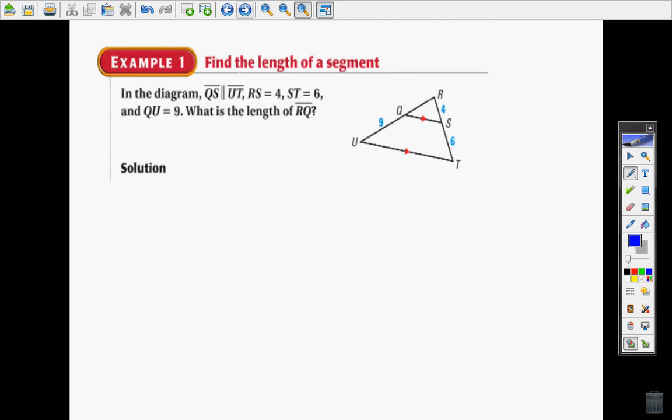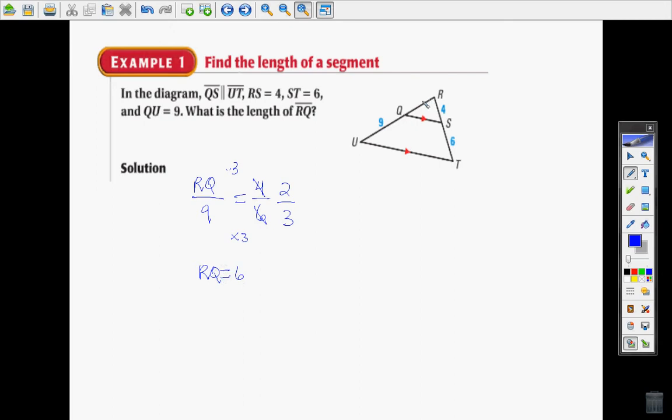So in this case, finding the length of a segment, we're told that QS is parallel to UT, and RS is 4, and ST is 6, and QU is 9. What's the length of RQ? So there are two ways you can set up this proportion. You can either say RQ over 9 equals 4 over 6, and so of course that simplifies to 2/3. And since 3 times 3 is 9, then 2 times 3 is 6. So RQ would equal 6.